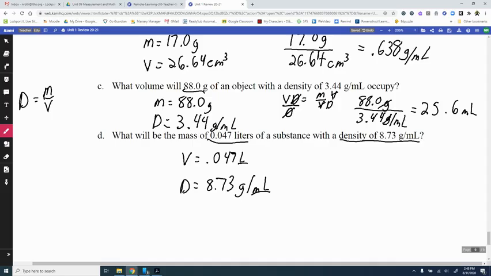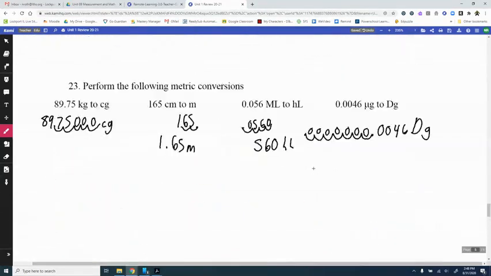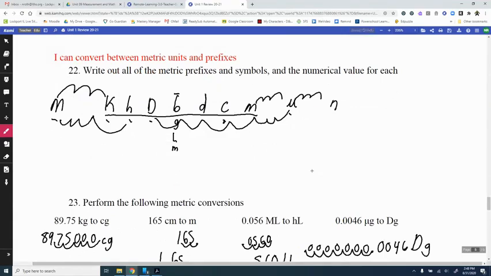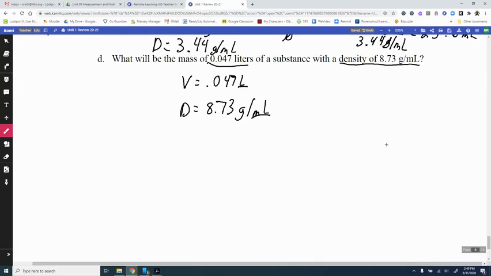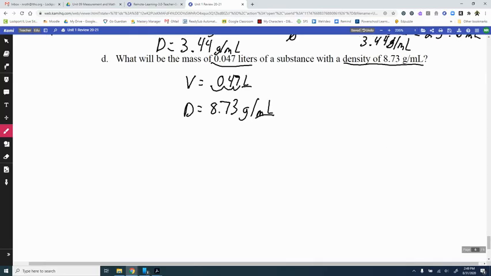Now, since we know that on the metric number line, liters is a base and milli is to the right 3 places. I'll scroll up a little bit so we can look at that right there. So liters is a base, milli is to the right. We want to move our decimal 1, 2, 3 places to the right. So that's going to be 470 milliliters.